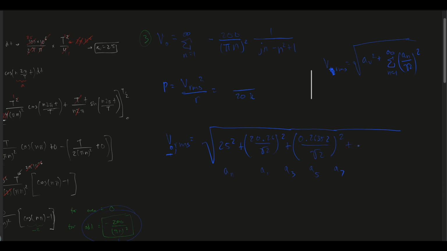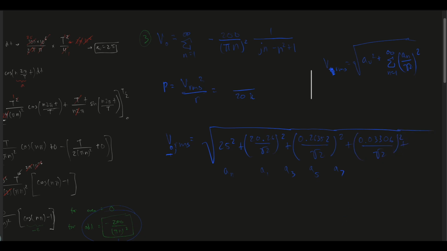Now, we need to do the same thing for our A5 and our A7. You can just do that yourself. You just repeatedly plug it into the calculator. You just change the n's. And this should give us 0.03306 over square root of 2, and this is going to be squared, plus.